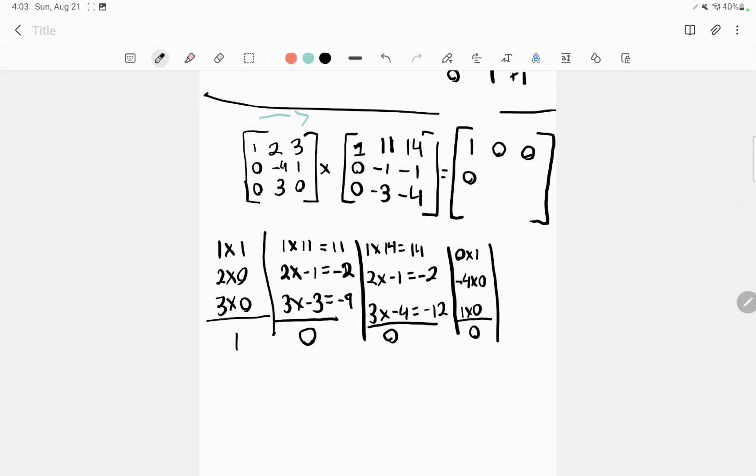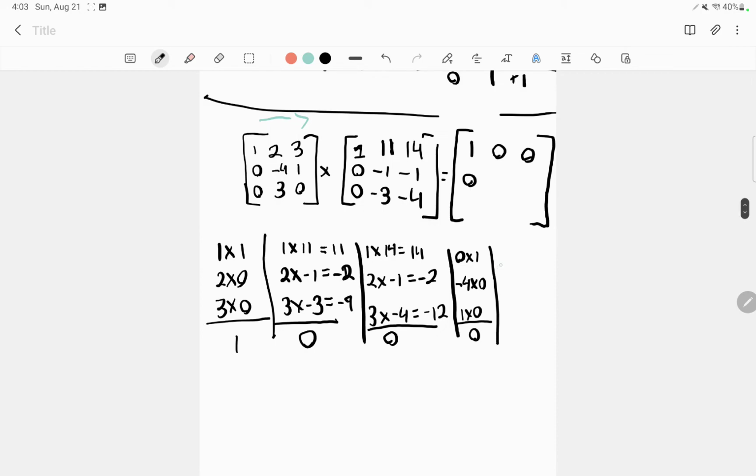Now I'm going to continue to the next one. This one has to be a 1. Alright, this is a important one. So we're going to do 0 times 11. Then negative 4 times negative 1. Okay, that makes sense.